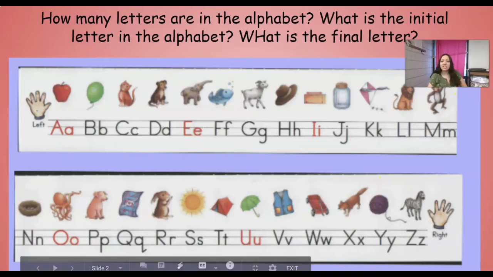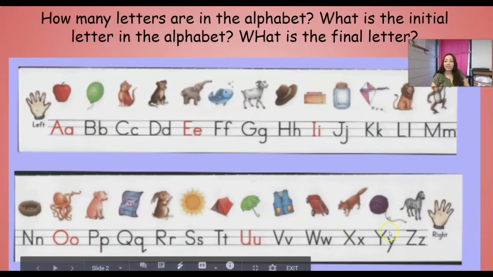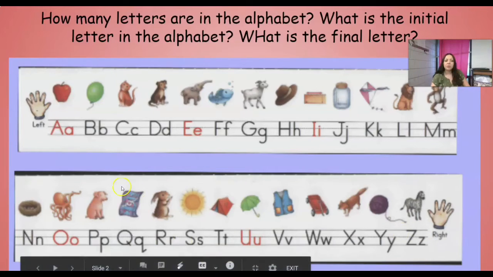All right. So real quick, we're going to do a warm-up. How many letters are in the alphabet? That's right, there are 26. What is the initial letter in the alphabet? So the one that's at the beginning is A. Very good. What is the final letter in the alphabet? Z. Awesome job. All right, so we're just going to really quickly say our alphabet. So we're just going to say it.